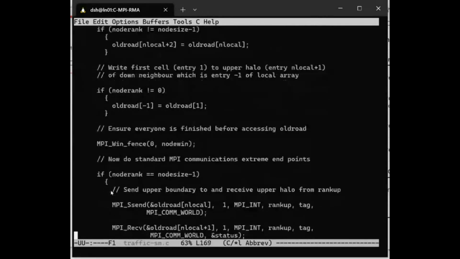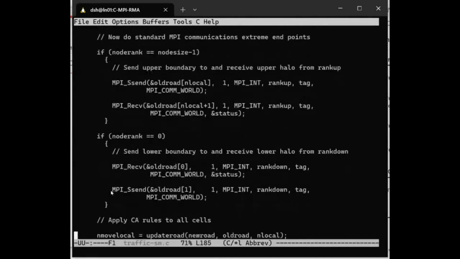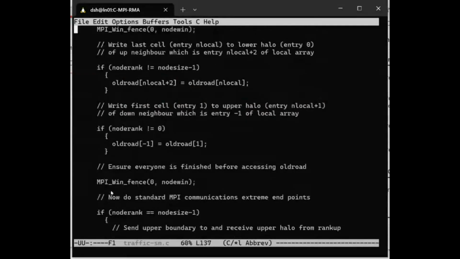However, I still need to do the off node halo swapping. So if I'm on the very right hand side of the process of the shared node, if node rank is node size minus 1, I do a send and a receive. Else, if node rank equals 0, I'm right down the end, I do a receive and a send. So that's basically it. This is the internode stuff, and this is the intranode stuff done by what looks like a nasty over and under indexing trick. If you compile and run this, you'll see it does actually work.